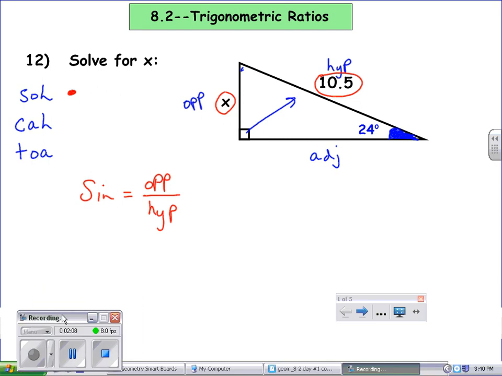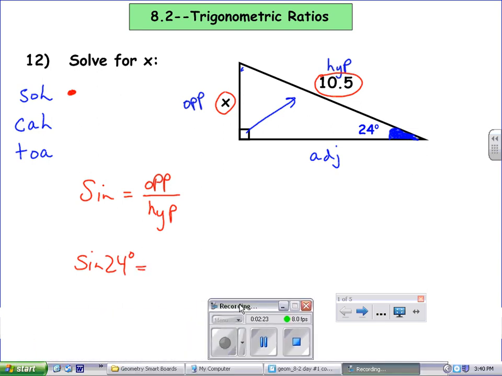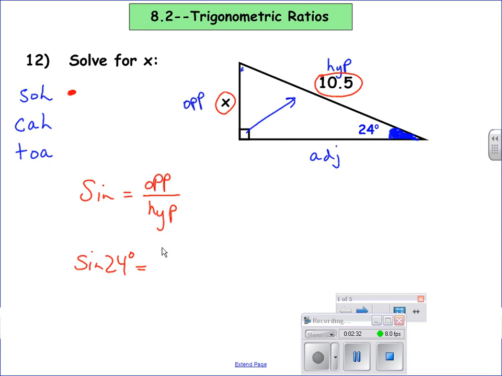So what we're going to do is just plug in there. We're going to plug in the sine of what angle? Well, in this case, it's the sine of 24 degrees. And your calculator will give you that number. We're going to take that to 4 places today. The opposite, well, we know that that is x, right? And the hypotenuse is 10.5.